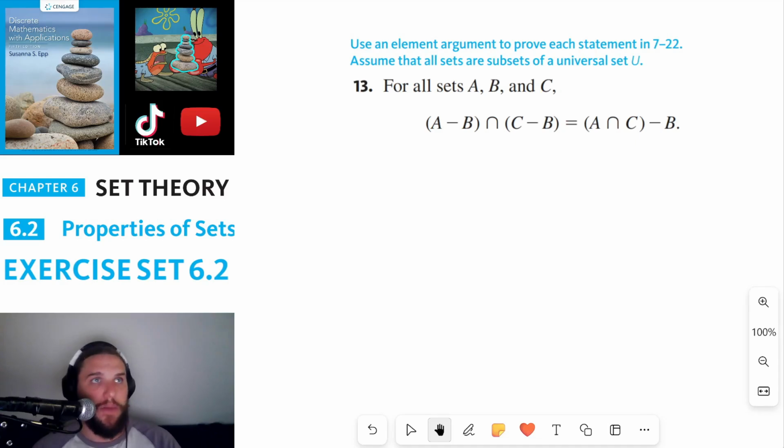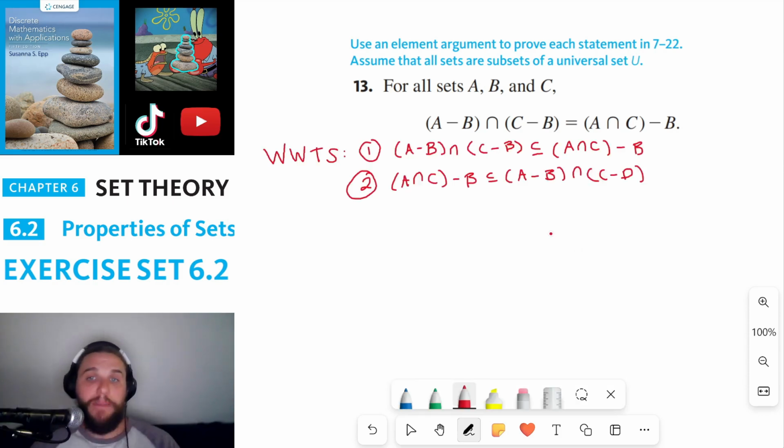Use an element argument to prove each statement in 7 through 22. Assume that all sets are subsets of a universal set U. For all sets A, B, and C, (A minus B) intersection (C minus B) equals (A intersection C) minus B. So that means we want to show that (A minus B) intersection (C minus B) is a subset of (A intersection C) minus B, and we need to show separately that (A intersection C) minus B is a subset of (A minus B) intersection (C minus B).